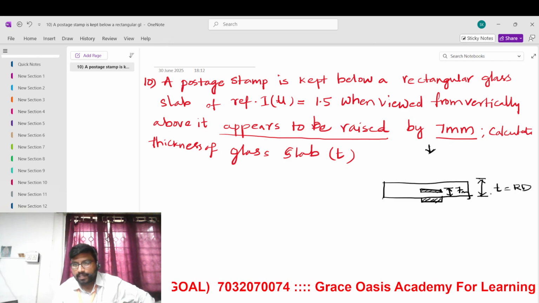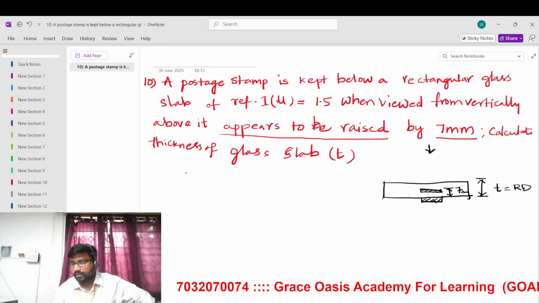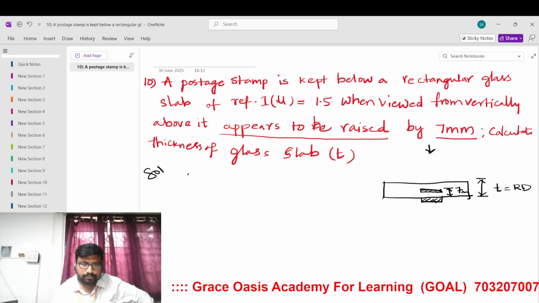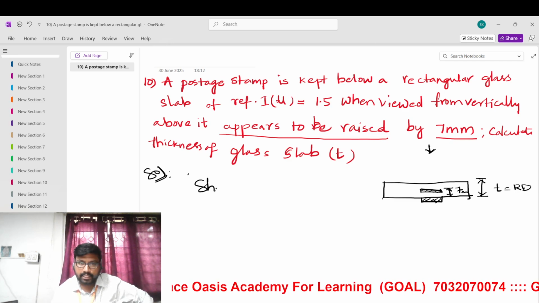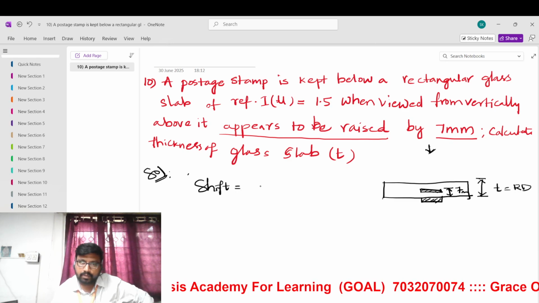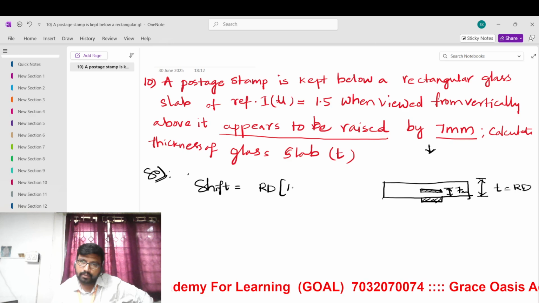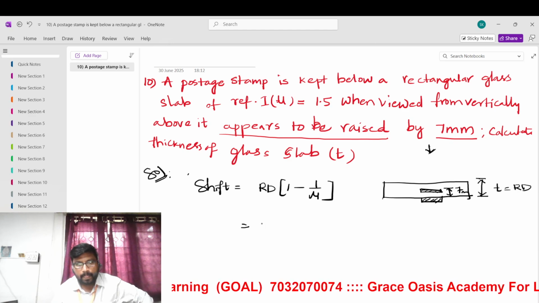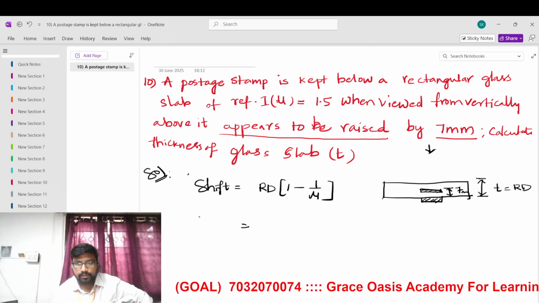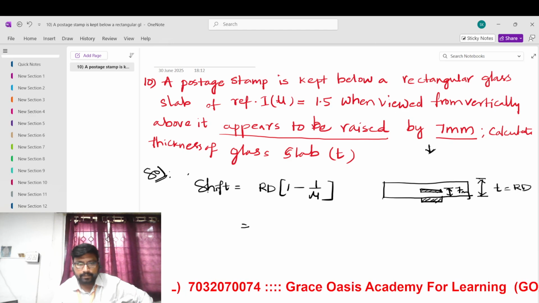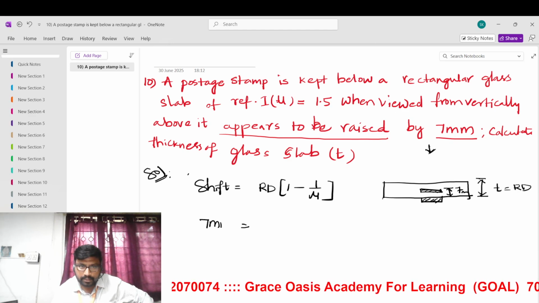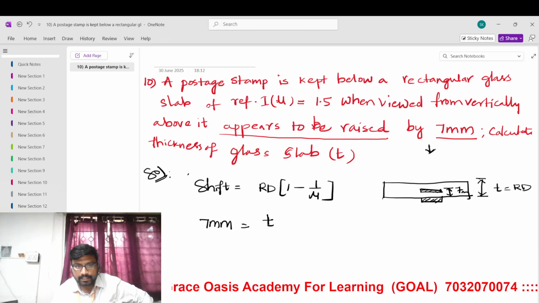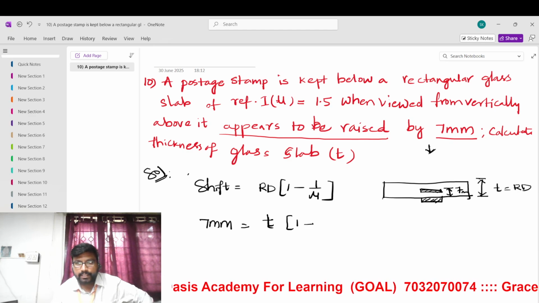So they are asking us to find the RD. The shift is given; find the RD. What is the formula? Shift is the same formula. The question is tricky, but shift equals RD into 1 minus 1 by mu. We want RD. We know the shift is 7 mm. RD is T, the thickness. T into 1 minus 1 by mu.